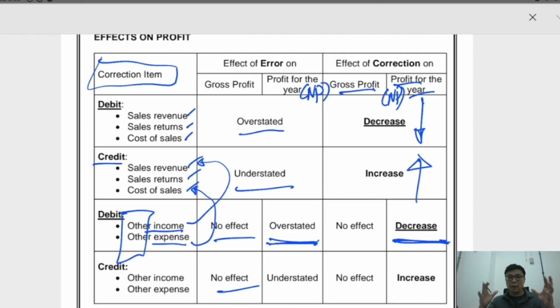So once you have this in mind, when you look at the last line item, which is doing the corrections of crediting other income and other expenses, the vice versa outcome will be the case. In this instance, when you credit other income and other expenses, that is because profit for the year is understated. And the effect of the corrections will be that your profit for the year will be increased as a result of crediting your other income and expenses.